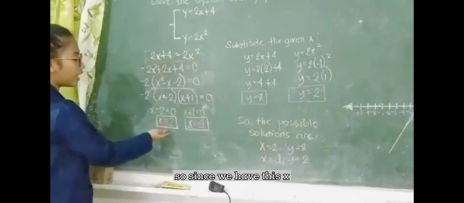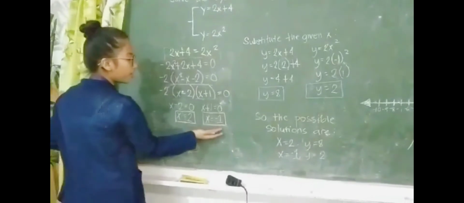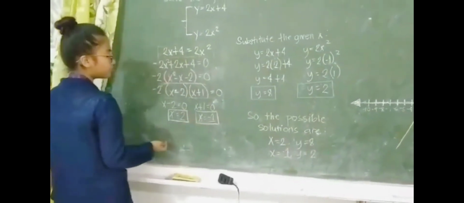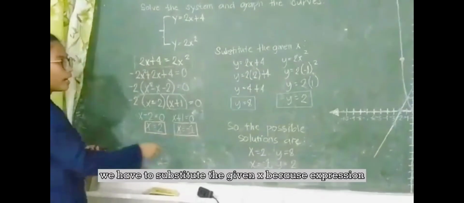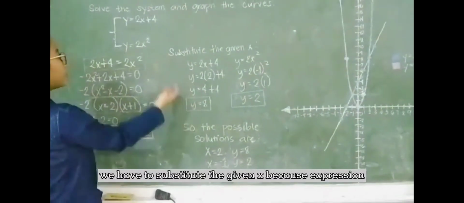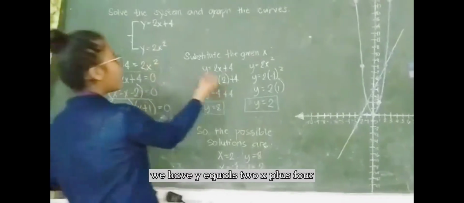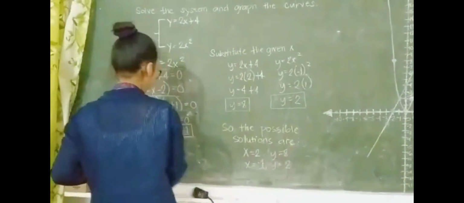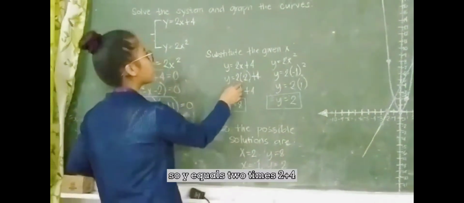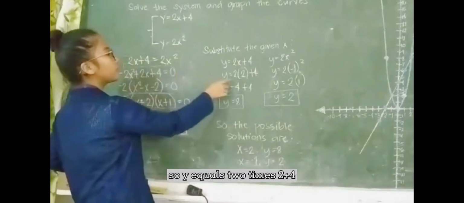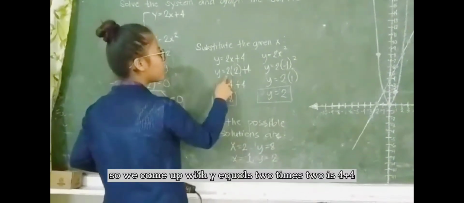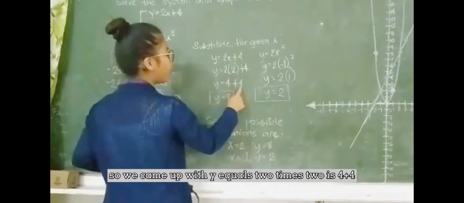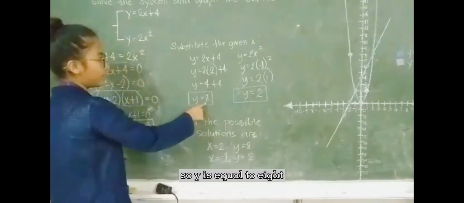Since we have the values of x, we have to substitute them into the given expression. We have y equals 2x plus 4. So y equals 2 times 2 plus 4. So 2 times 2 is 4, plus 4, so y is equal to 8.